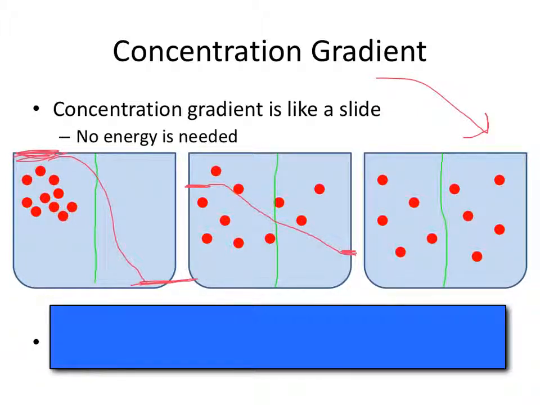Right? So which slide is going to be more exciting and more thrilling? Well, this one here, because you're going to go faster. Same idea. Here, the difference between high and low concentration isn't as great. The slide isn't as steep. There's not as much of a concentration gradient. So the dye molecules are still going to move from this side over to this side, but they're not going to move as quickly.